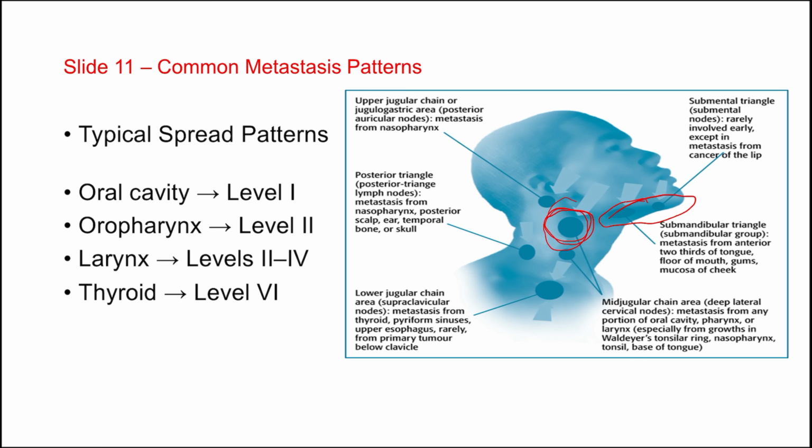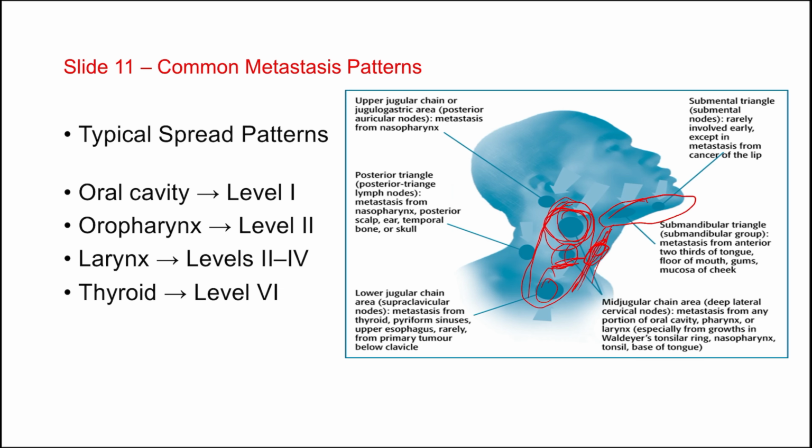Laryngeal cancers typically spread to level 2, 3, and 4. So these level 2, level 3, level 4 groups of lymph nodes drain the cancer of the larynx. In contrast, thyroid cancers most commonly metastasize to level 4 lymph nodes. If the thyroid has cancer, this cancer metastasizes to level 4 lymph nodes.